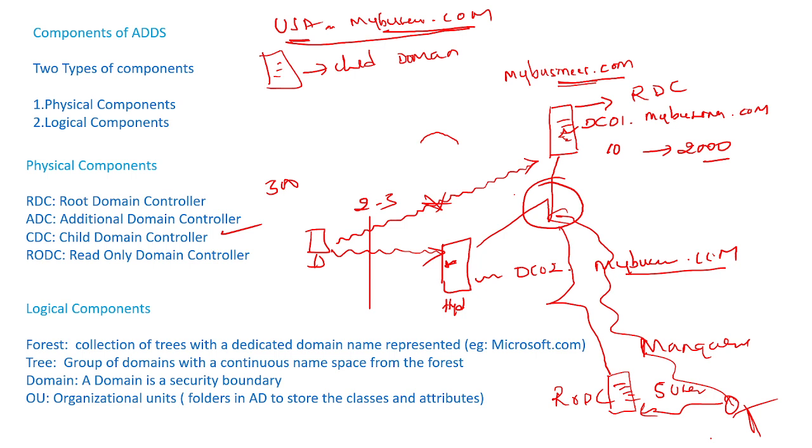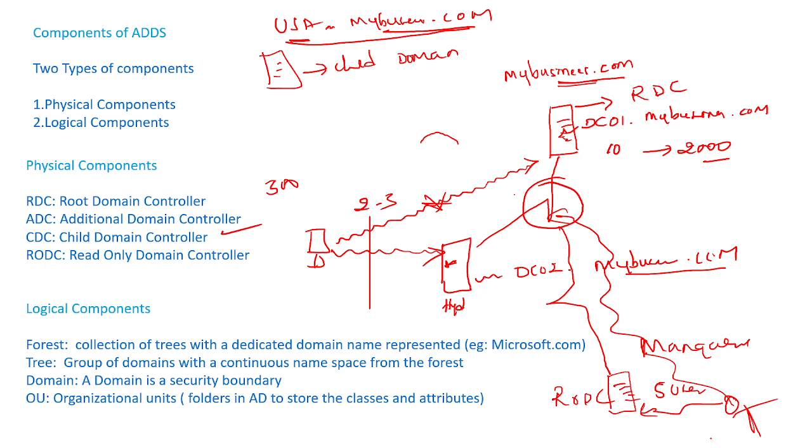So now you understand there are four physical components. The first is the root domain controller, which is your very first domain controller. If you created a new company, the very first domain controller or server is called the root domain controller. The second is the additional domain controller. To balance the load of Hyderabad and Bangalore and to reduce latency, you add an additional server in the Hyderabad location. Such a domain controller is called an additional domain controller. That is your second component. And then the child domain controller: if you add an additional domain, we call that a child domain.